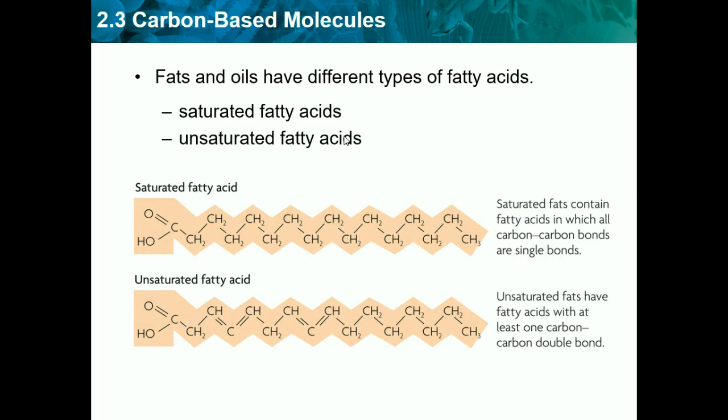So let's read this. Saturated fats contain fatty acids in which all carbon-to-carbon bonds are single bonds. So if we think, how can we connect this? Saturated is, if you think of saturated solution, it's full of one thing. It has as much as you can have. So we can think of saturated fatty acids are saturated with single carbon-to-carbon bonds. So all the carbon-to-carbon bonds have just one dashed line, which is the bond. So it's made up of just one.